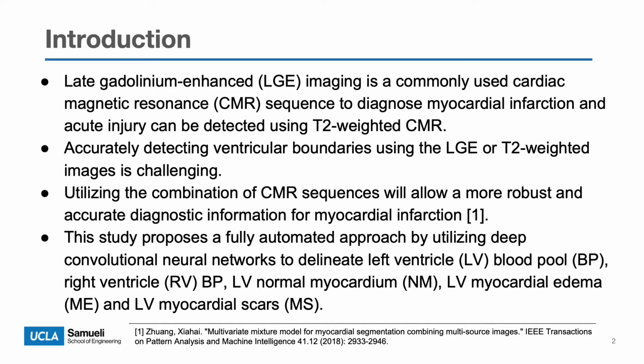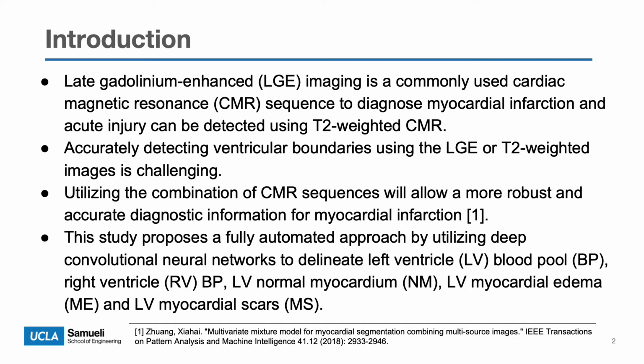Acute injury or inflammation related to other conditions can be detected using T2-weighted CMR. However, detecting ventricular boundaries using LGE or T2-weighted images is challenging, while this function can more easily be performed using balanced steady-state free precession sequences. Often, many cardiac patients are scanned using multiple CMR sequences, and utilizing the combination of these sequences will allow for obtaining robust and accurate diagnostic information.